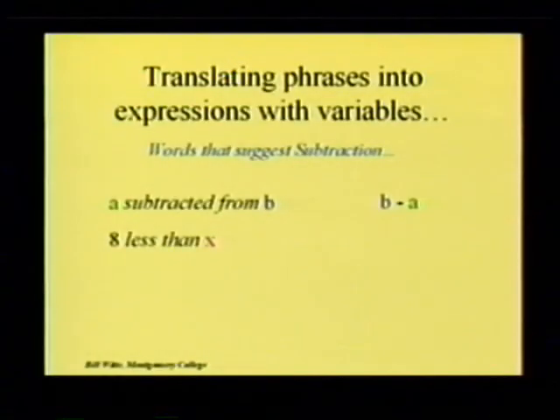A subtracted from B, this was the tricky one. You started with which letter? A subtracted from B. You started with B, so this one's going to be B minus A. 8 less than X. You've got to always ask yourself, especially with subtraction, which one you started with. You started with X. 8 less than that. Okay, so we're going to write X first in this case. So it's going to be X minus 8.